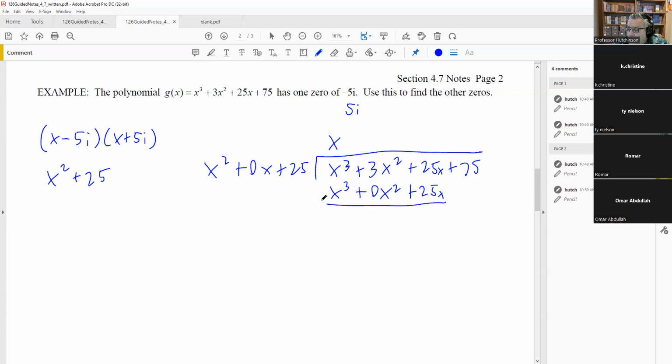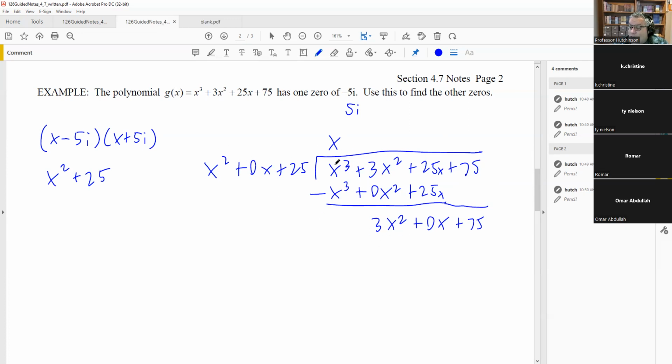And now we're going to subtract all this. That's 0. I get 3x squared minus nothing is 3x squared. And then if I subtract this, 25 minus 25, remember this is long division, so you have to subtract. This is going to be a 0x. And then we're going to bring down the 75, so that we have 3 terms here, and we need 3 terms here as well.